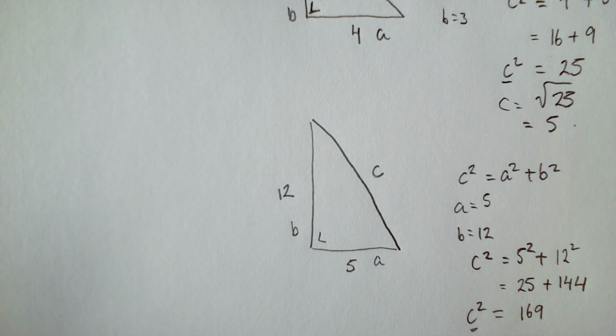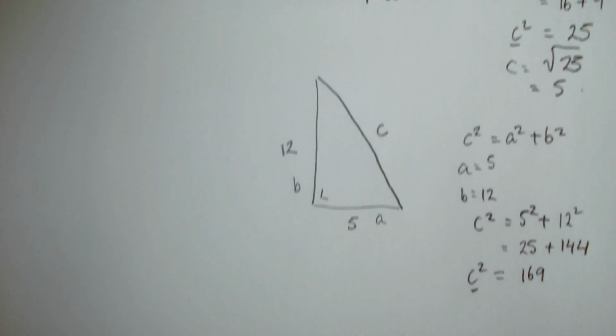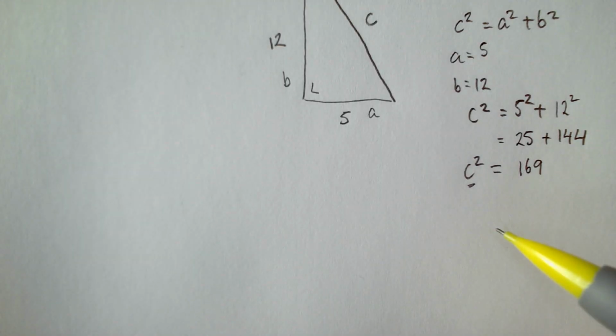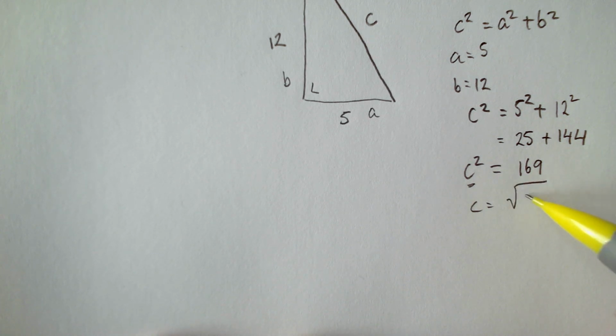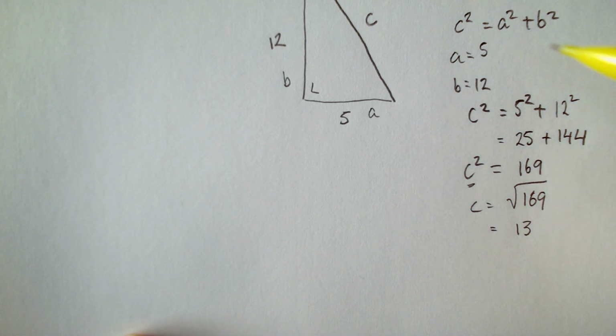Just remember the square part here. We want to know what C is. So our C is equal to the square root of 169. And if you put that into your calculator, you'll see the square root of 169 is 13. So our side of our triangle here is 13.